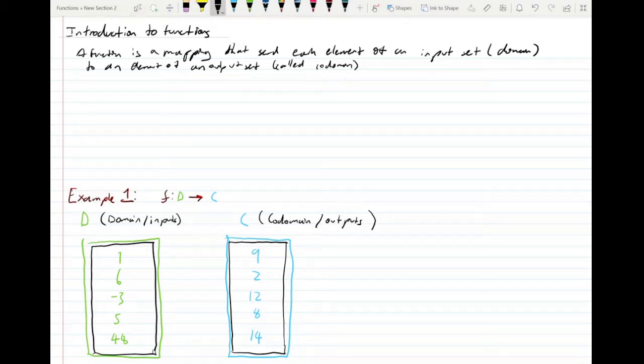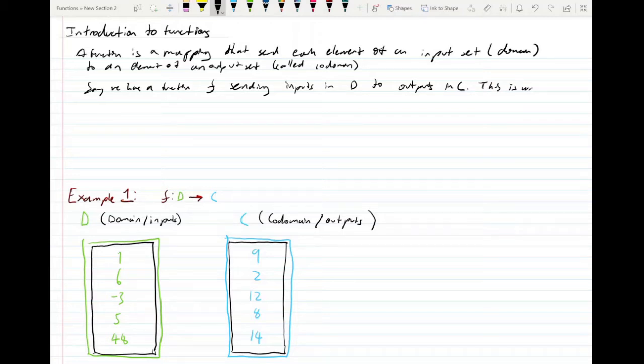We write that like this. Say we have a function f sending inputs in D to outputs in C. It's written like this: f from D to C.